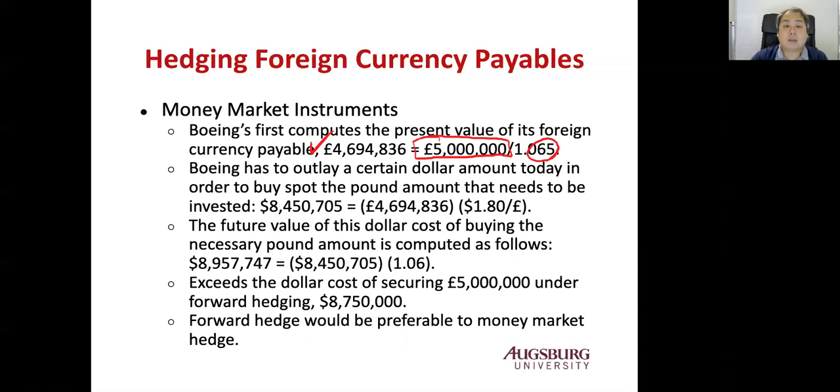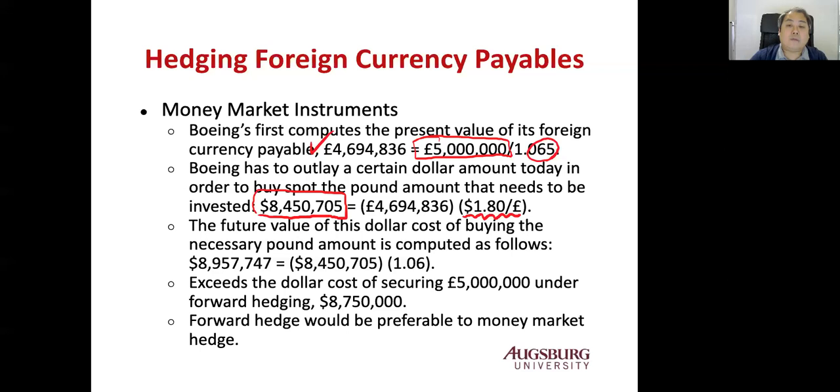Boeing has to outlay a certain dollar amount today in order to buy spot the pound amount that needs to be reinvested. The spot rate is $1.80 per pound, so you basically need $8,450,705. You exchange it to 4,694,836 British pounds, and you invest in a UK bank.